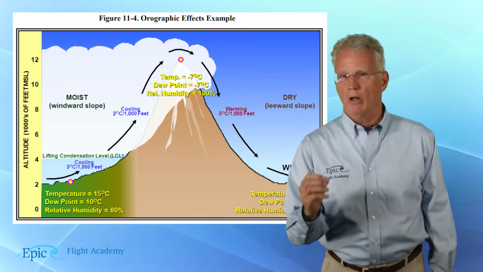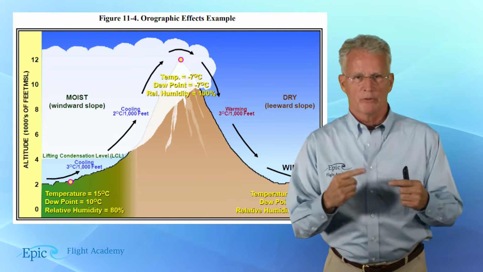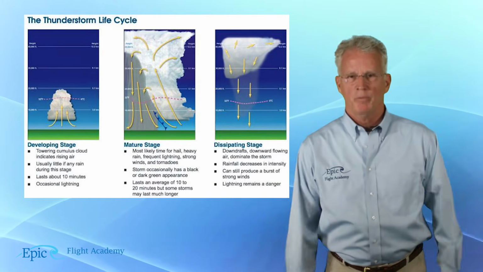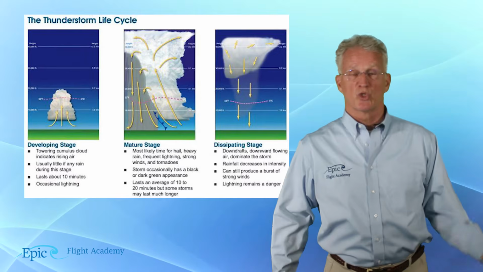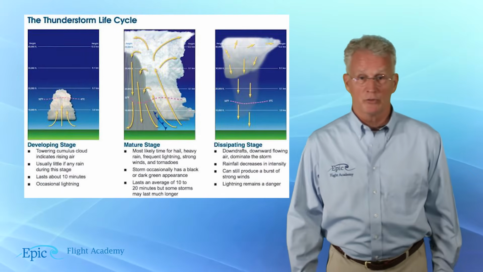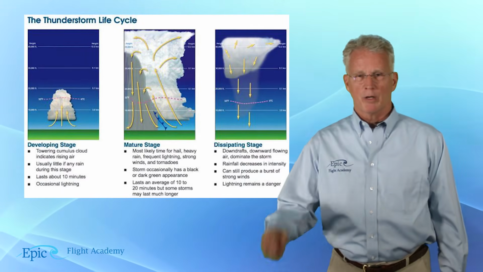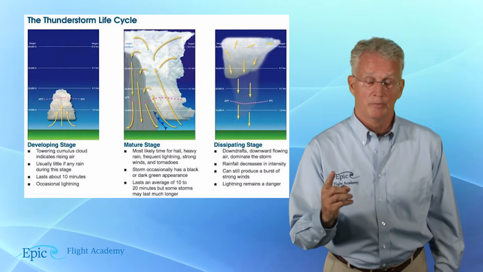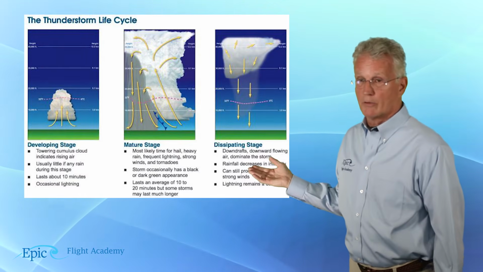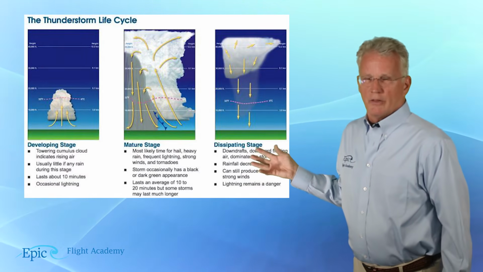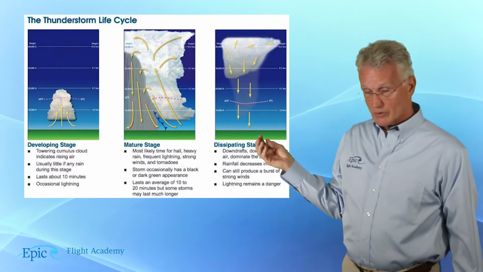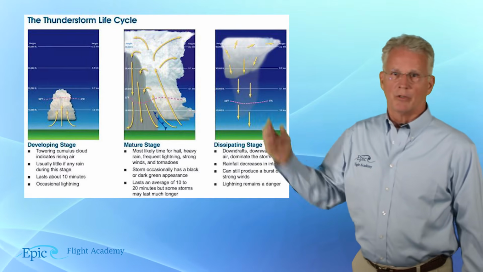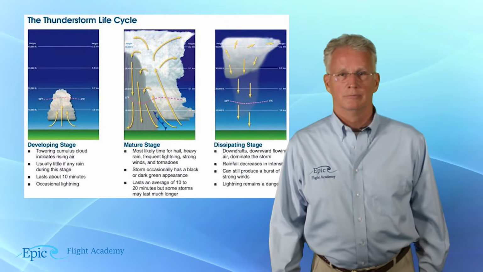Now, as you recall, the life cycle of a thunderstorm has three parts. I want you to review this in more detail with the advisory circular and your flight instructor. Those three parts are the developing stage, and notice in our diagram, we see the cumulus cloud developing into the towering cumulus cloud in unstable air conditions.